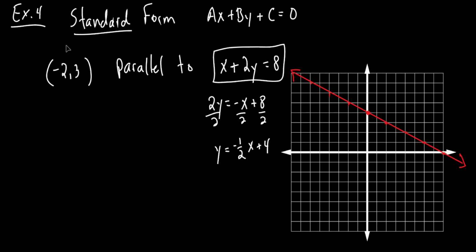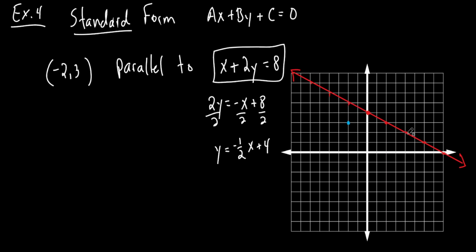Now, don't worry about the graph, but I'll do this in a second. The line that I want to write down goes through this point and is parallel to this line right here. So what do you think I'm going to do if I want to visualize what's going on? Let's plot that point right there, negative 2, 3. So I'm going to go negative 2, and up 3.